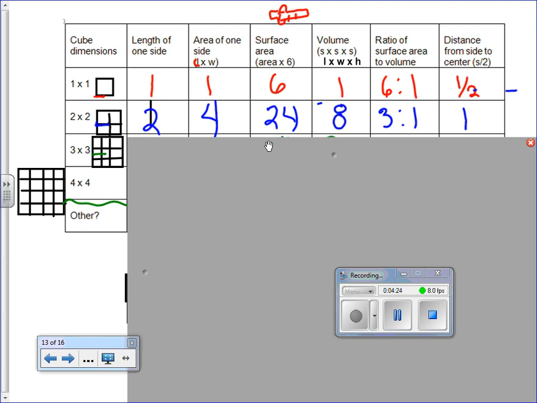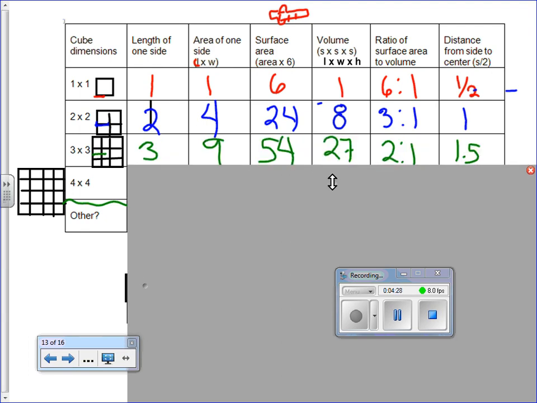So now let's go up to the 3 by 3. Putting in those numbers, if the math works for you, that's great. And if the math is confusing, the point is that we got 3 by 3 on the side, so each side has 9 squares.